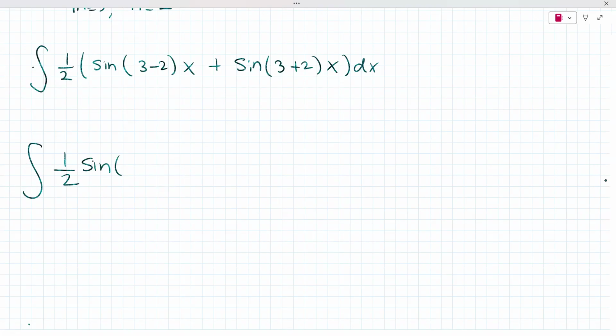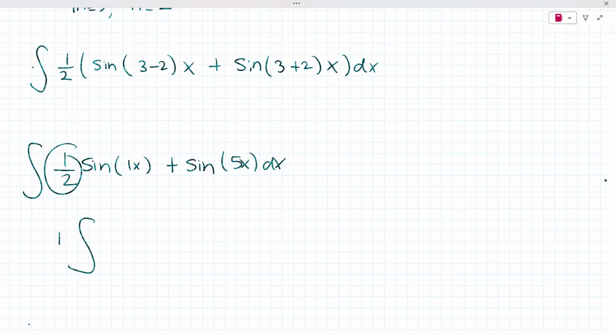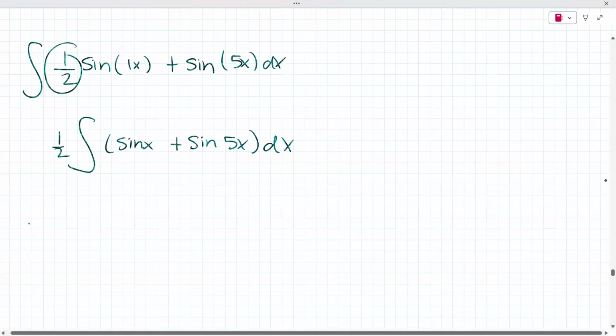So 3 minus 2 is 1x plus sin of 5x dx. So how can we do this? If you want to, you can put that 1/2 in front. So that's going to be the integral of 1/2 of sine of x plus sine of 5x dx, right? So I think we're fine. We can take the integral of each term, right? So we took out 1/2.